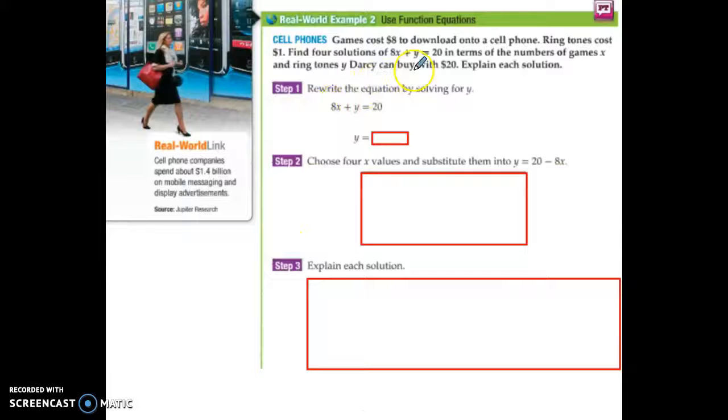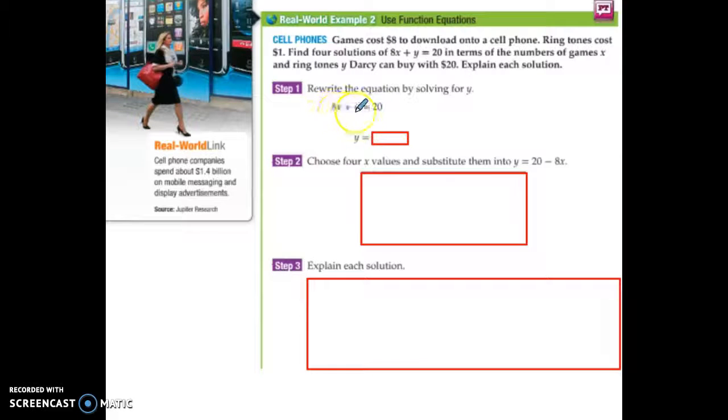What happens if you have an equation where it doesn't say y equals or f of x equals, like function notation? Well, we know our equation rules, how to solve an equation. We can get y all by itself. So a game costs $8, so it's $8 per game, plus you have to pay $20. So rewrite the equation by solving for y. So this is my equation. What could I do to this equation to get y by itself? Because once y is by itself, I can just pick my 4 points.